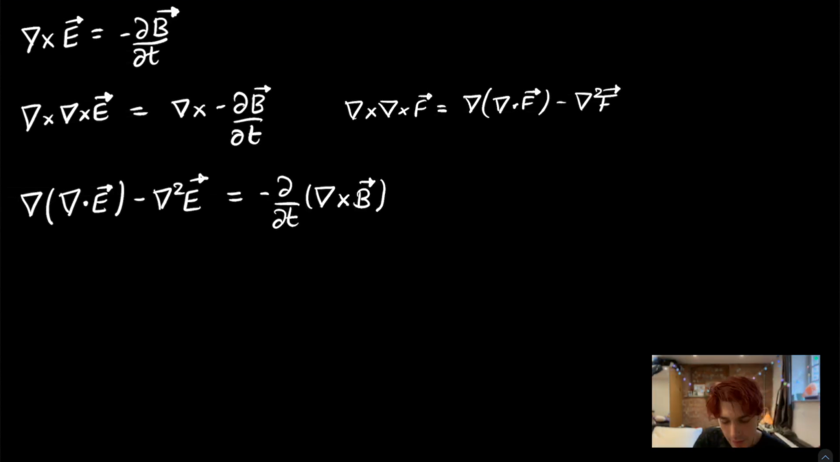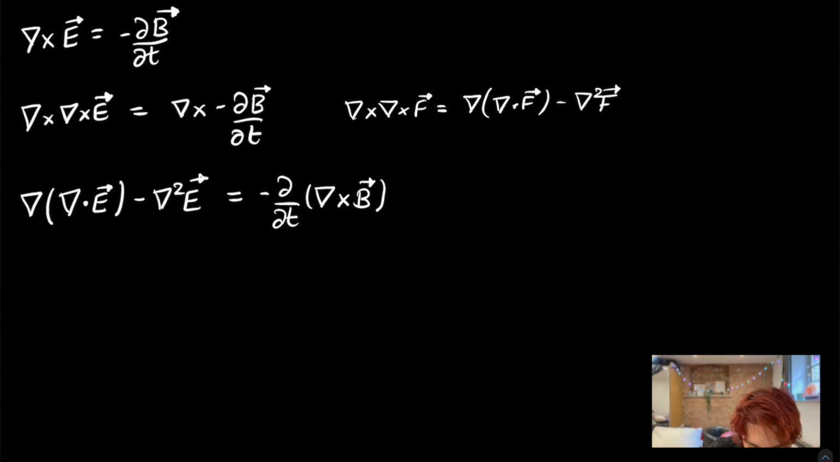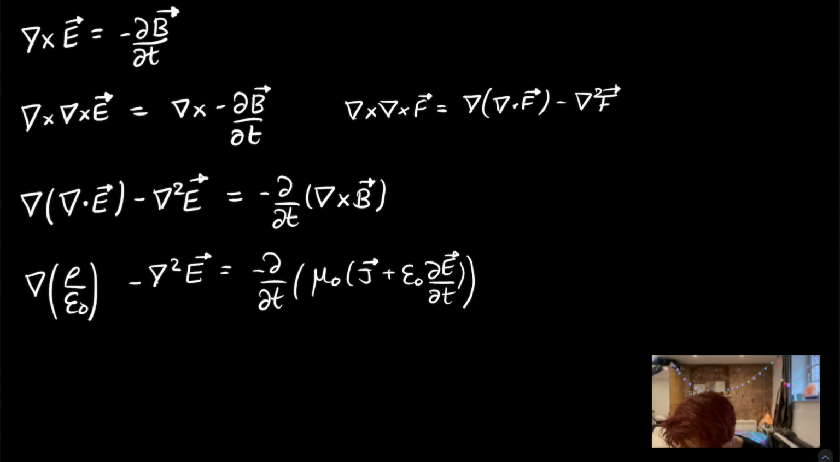So we're going to get the time derivative, or minus the time derivative, of curl B. And now what we're going to do is substitute in Gauss's law to the left-hand side of the equation and Ampere's law to the right-hand side of the equation. The reason we're going to do that is because we have a divergence of E on the left-hand side and a curl B on the right-hand side. So when we do that, we are going to get this right here.